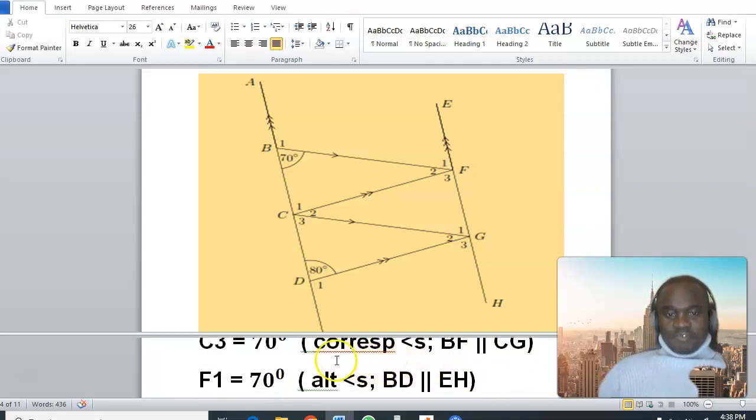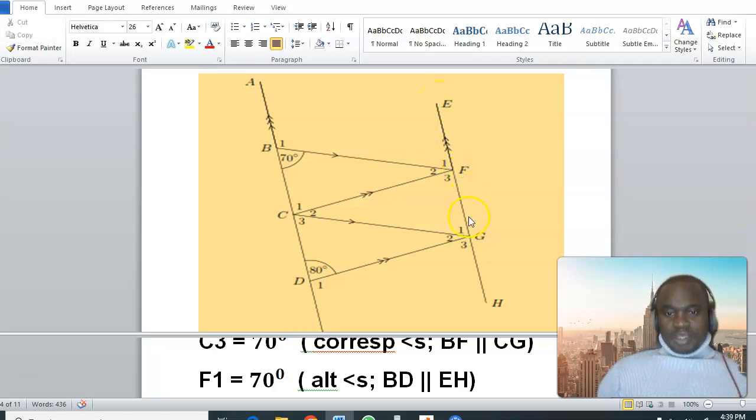Then let's look at F1. This is F1. And this F1 alternates. Now if you check, this is an alternate angle. 70 is equal to F1. That is an alternate angle. Why?